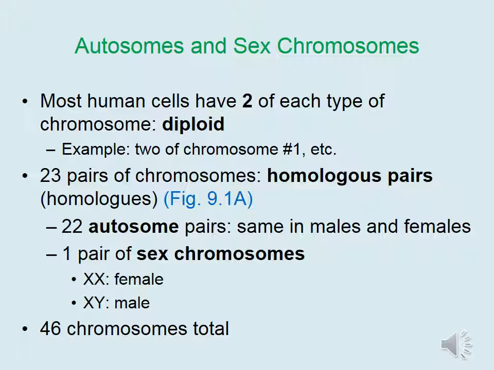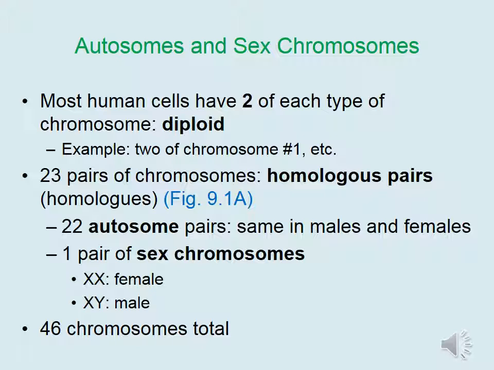Human cells have 23 pairs of chromosomes. These are referred to as homologous pairs or homologs. You get 1 member of each pair from your biological mom and 1 member of each pair from your biological dad. Chromosomes 1 through 22 are autosome pairs. These are the same in males and females.